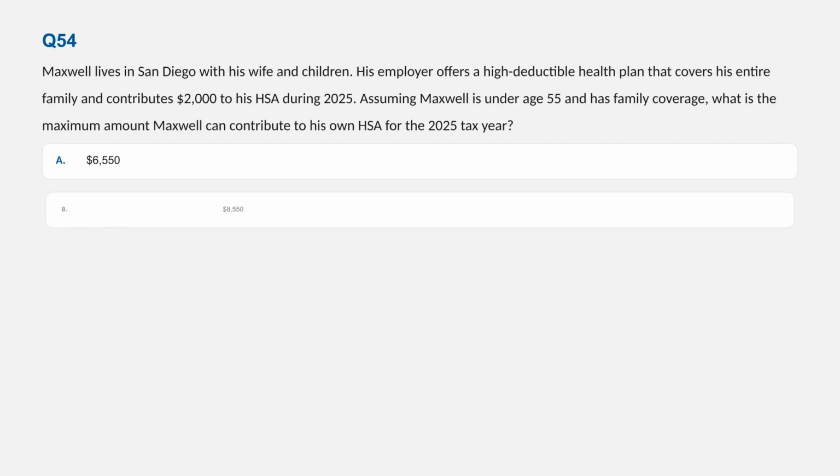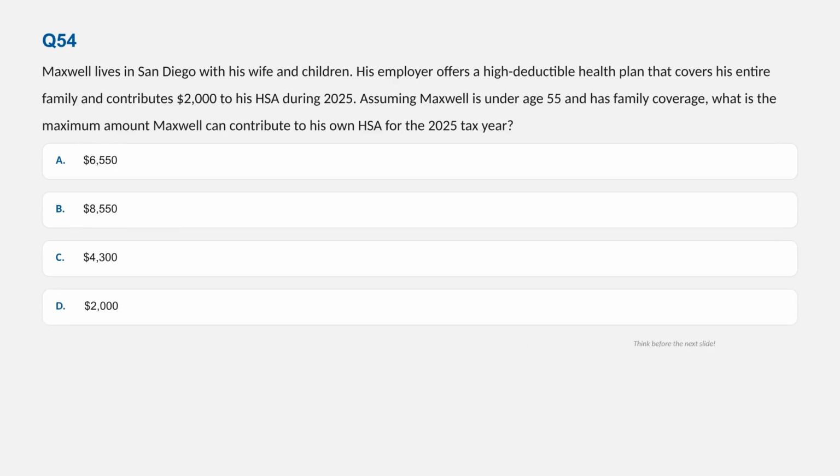Alright, let's move to question 54. Maxwell lives in San Diego with his wife and children. His employer offers a high deductible health plan that covers his entire family and contributes $2,000 to his HSA during 2025. Assuming Maxwell is under age 55 and has family coverage, what is the maximum amount Maxwell can contribute to his own HSA for the 2025 tax year?